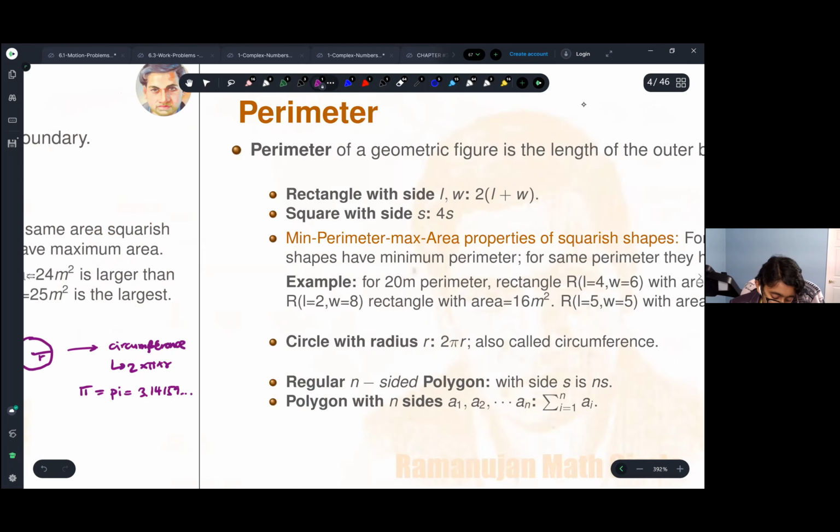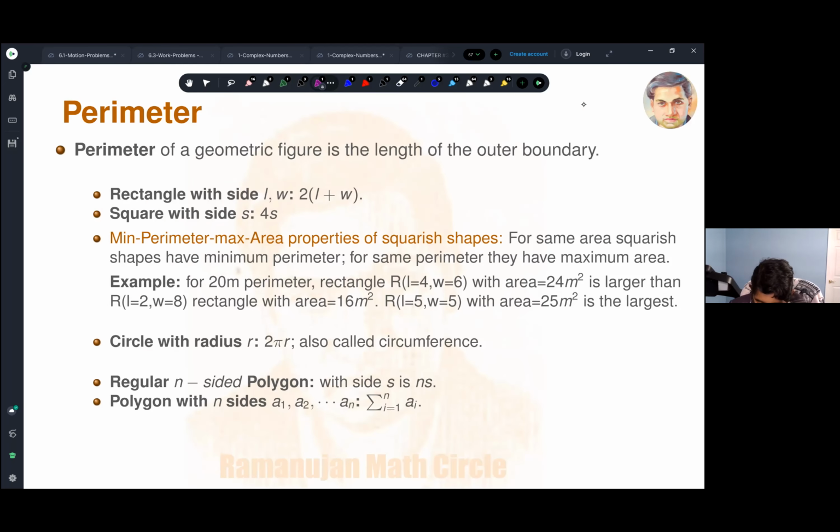And then we have a regular n-sided polygon. So if there are n sides, then the perimeter is n times s, right? Because each side has length s and there are n sides. You multiply those two together and you get ns.